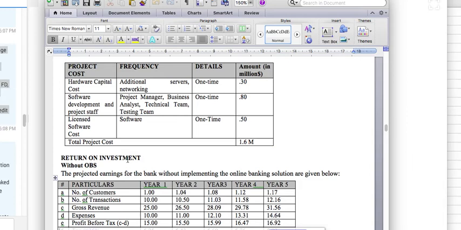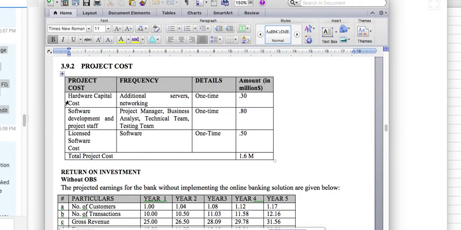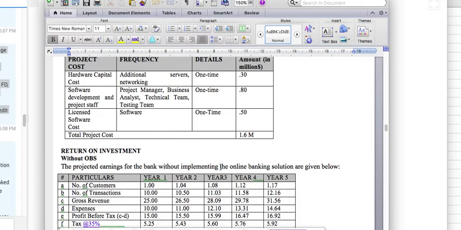Then the cost of the project is mentioned here. This includes hardware cost, software cost, license software cost, and the frequency is mentioned here, and details, one time, and the amount that you need. Okay, so it is mentioned.